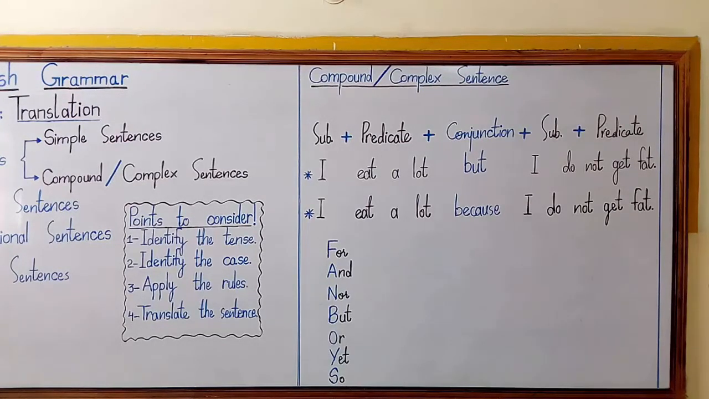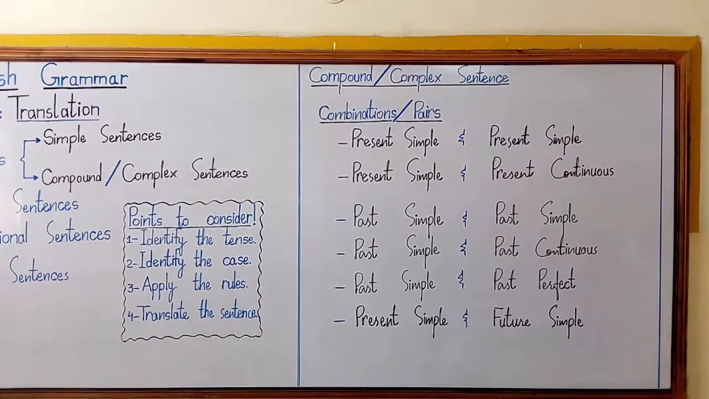Now we will move on to translating compound sentences from Urdu to English. But before that I will tell you that in compound or complex sentences, there is always a combination of two tenses. As you know, there are two simple sentences, one before the conjunction, one after the conjunction. I'll exemplify with some sentences on the board. So my brothers, I was telling you about combinations or pairs of compound and complex sentences. What do I mean by saying that there is a combination or pair of two different tenses? As you know, in a compound or complex sentence we use two simple sentences, right?